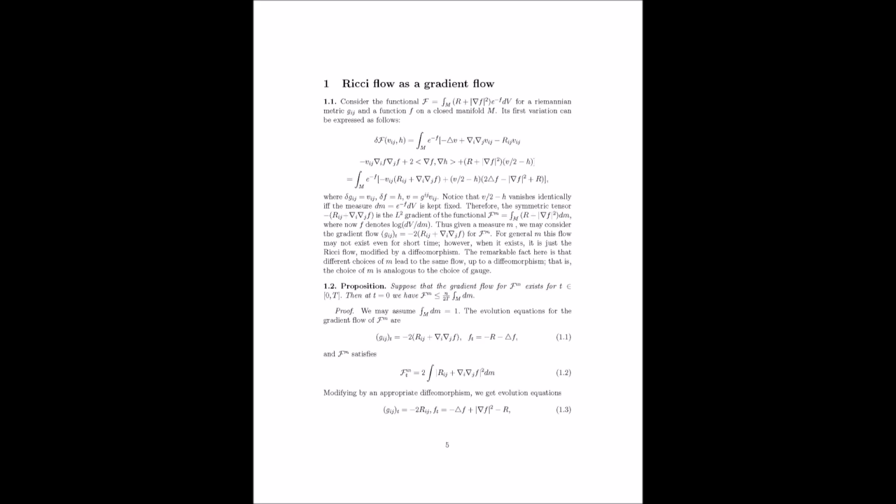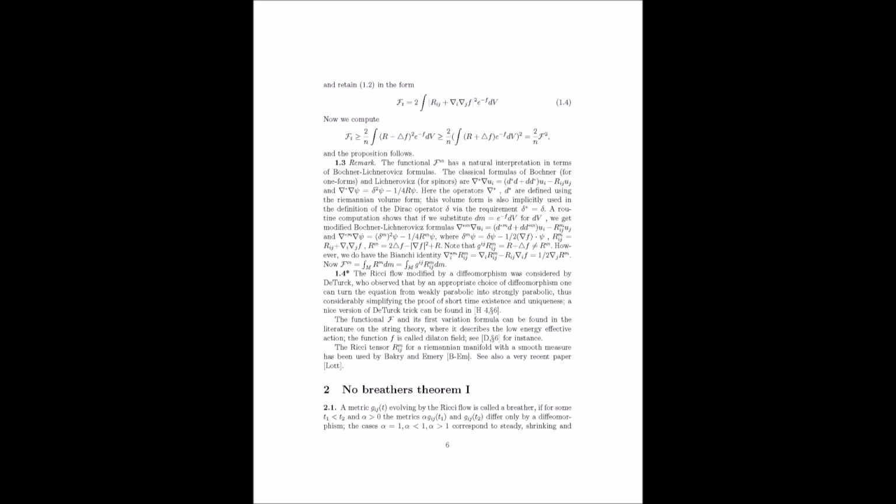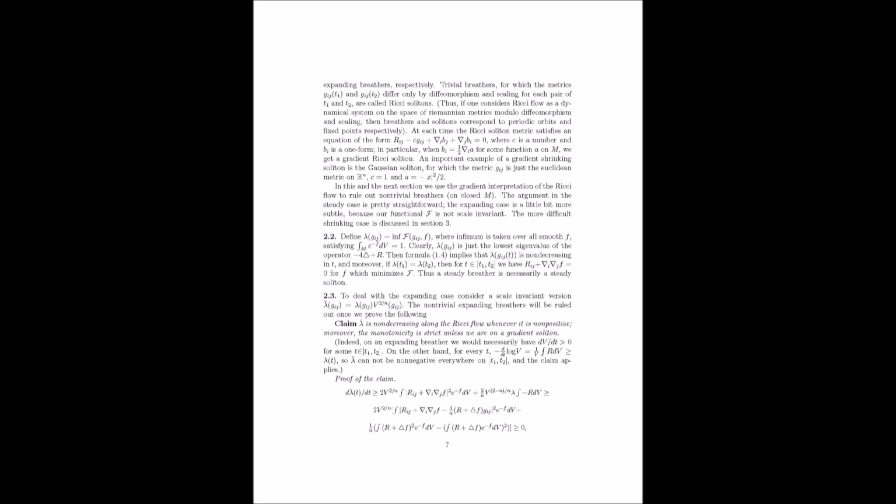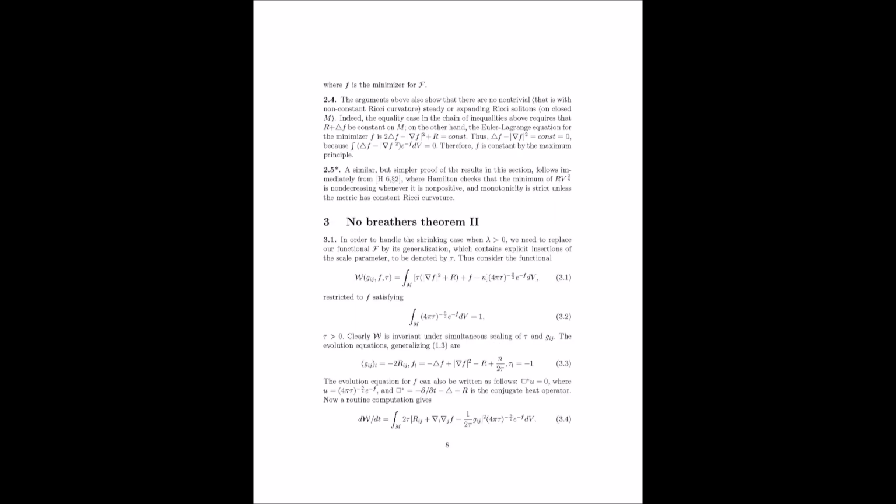This metric is built from the metric on our universe, which is evolving under the Ricci flow, the standard metric on the sphere, and a factor involving the scale parameter, tau. So the geometry of this higher dimensional space is directly linked to the geometry of our universe, and how it's changing under the Ricci flow.